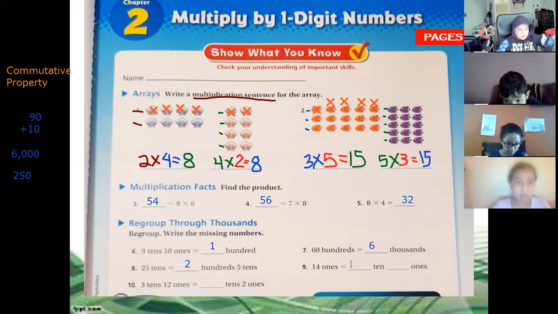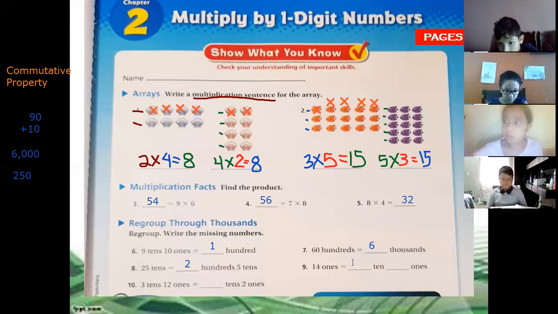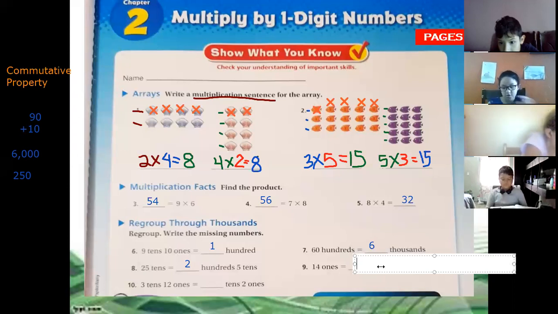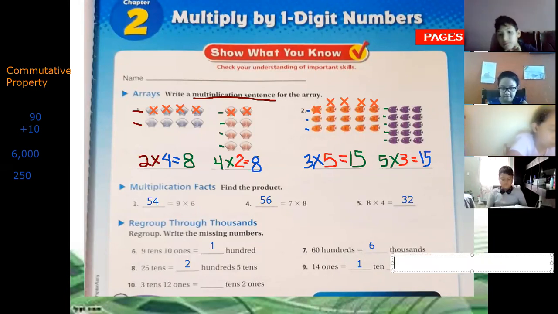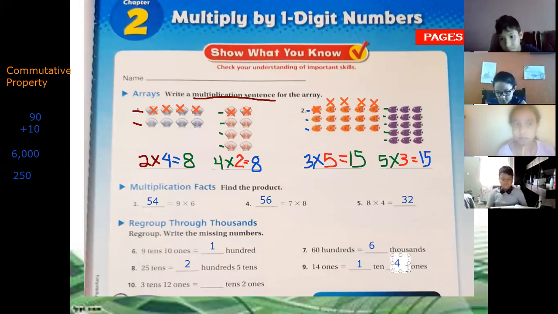Now the next one. 14 tens. Miss, the zero are ones. Look, it says 14. How many tens are in 14? One group of 10. And how many ones? 4, exactly. This number, 14, has 1 ten and 4 ones. 1 ten and 4 ones. Okay?